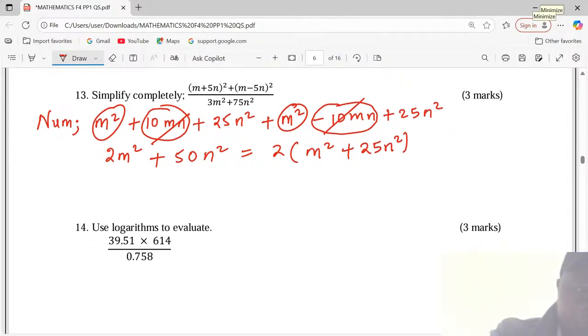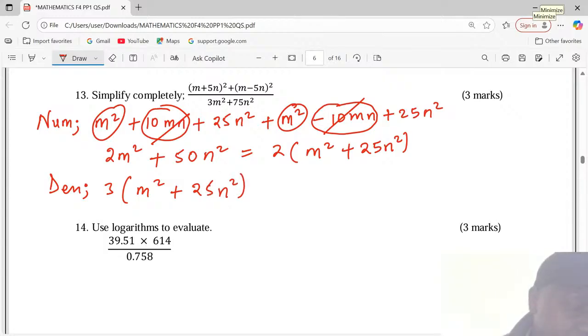Let's check what the denominator is having. Now, the denominator is having 3m squared plus 75n squared. So you can see 3 is common. So that will remain with m squared plus 25n squared.